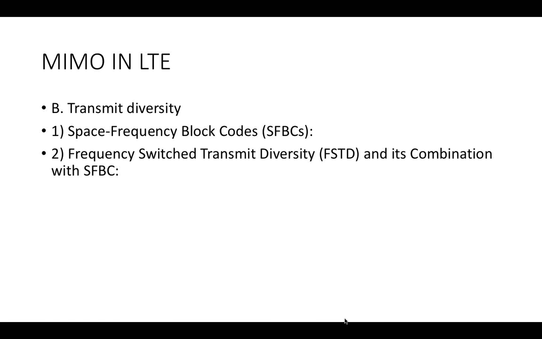The second is called frequency switched transmit diversity, and its combination with SFBC. General FSTD schemes transmit symbols from one antenna on a different set of carriers. In practice, in LTE, FSTD is only used in combination with SFBC for the case of four transmit antennas in order to provide a suitable transmit diversity scheme where no orthogonal Alamouti block codes exist.